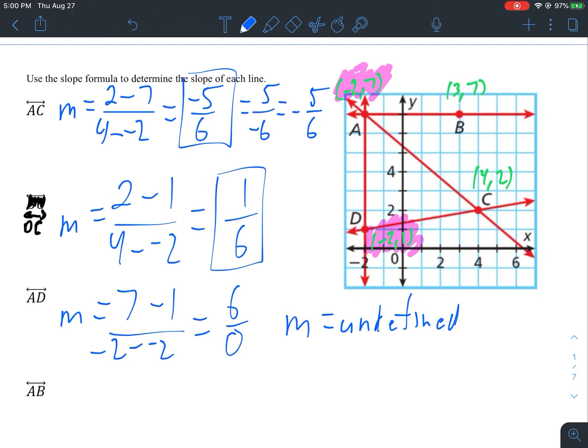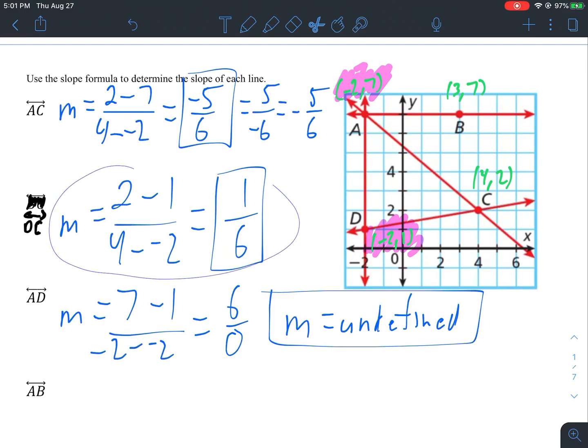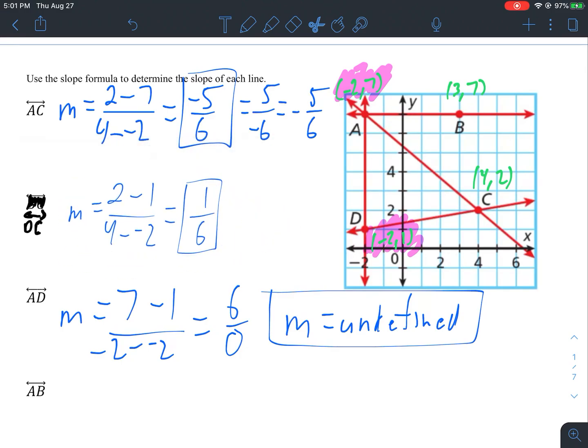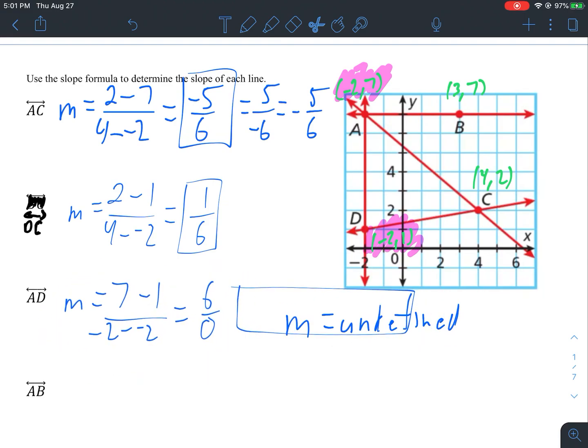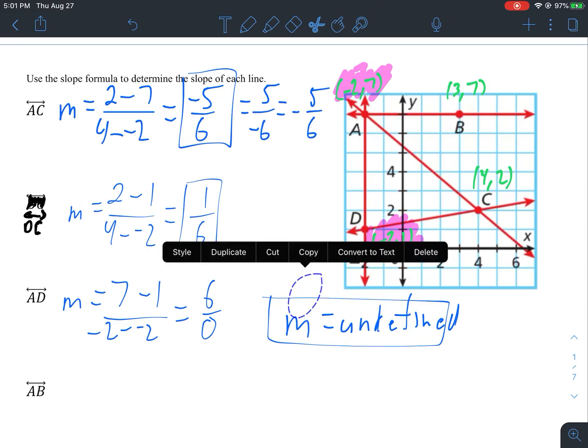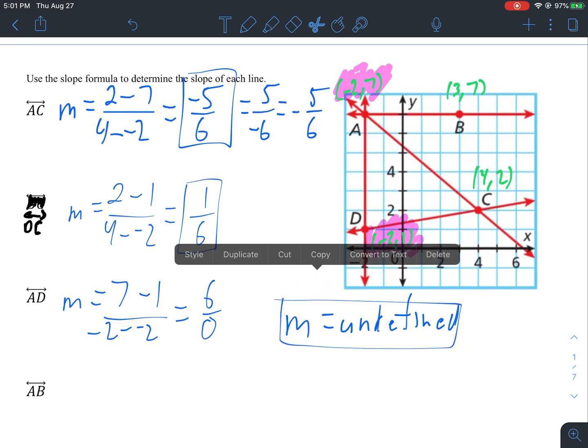And what kind of a line is line AD? Well, that is a vertical line. And the slope of every vertical line will always be undefined. Not just in this class, but forever. The slope of every vertical line will always be undefined.